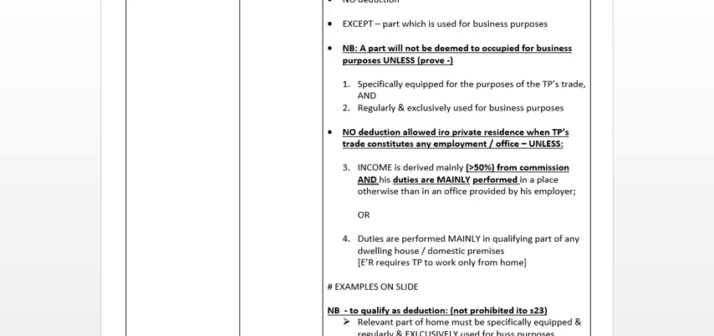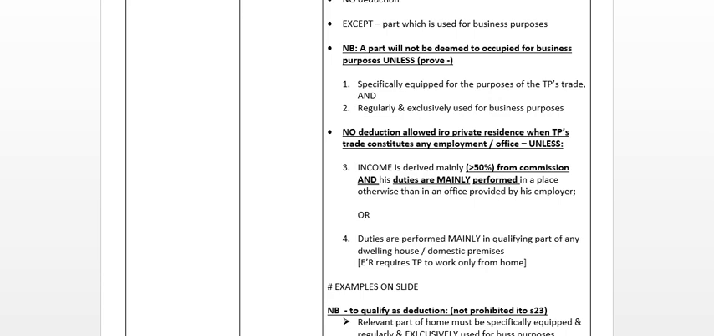Very important, a part will not be deemed to be occupied for business purposes unless you can prove it is specifically equipped for the purpose of the taxpayer's trade and regularly and exclusively used for business purposes. So SARS may come to you and do an audit on you and see whether that room is the 40 square meters as mentioned earlier, and whether that room is the only room being used by you for carrying on your trade.